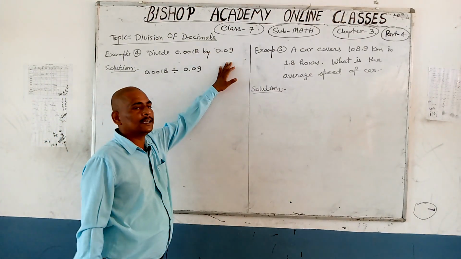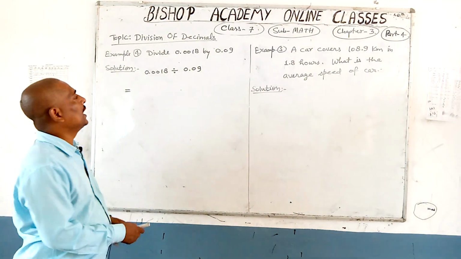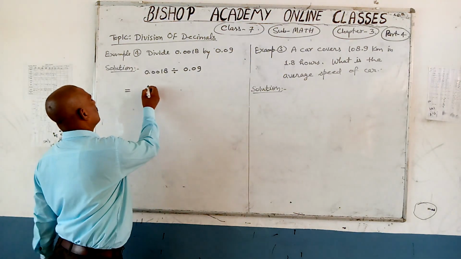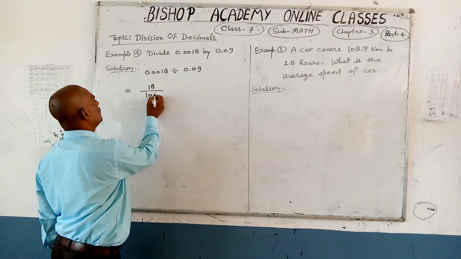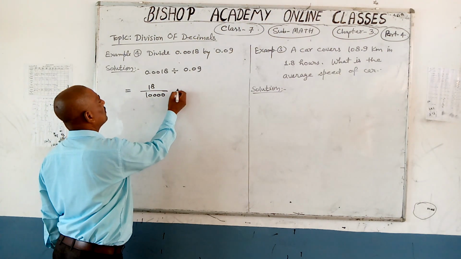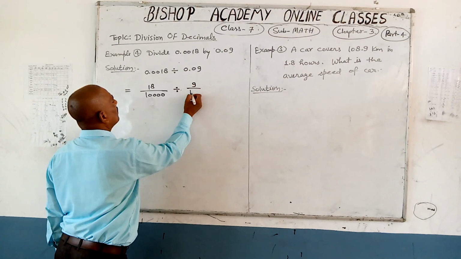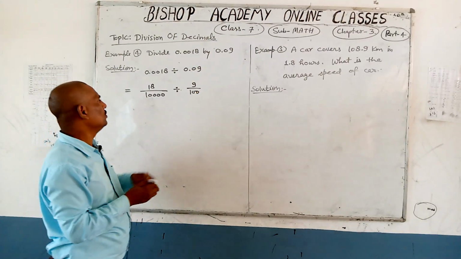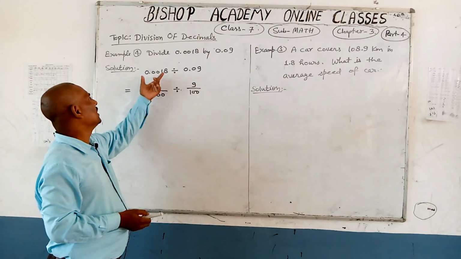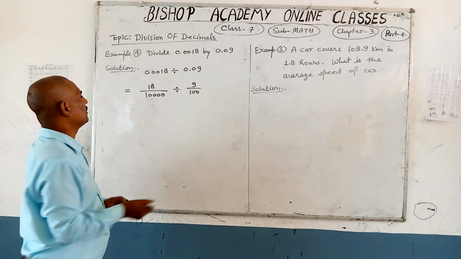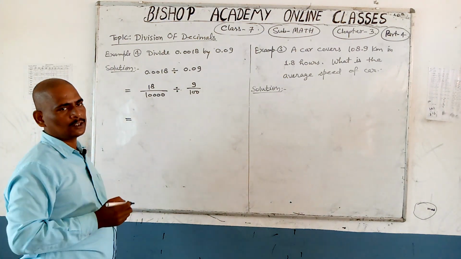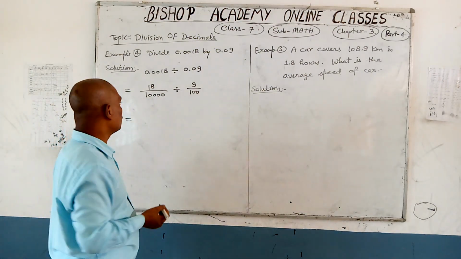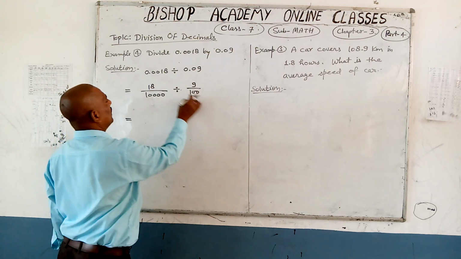When you divide a decimal by a decimal, write a division fact and change the decimals into fractions. Very easily you can do it. Here 18 upon 10,000 divided by 9 upon 100. You change this divisor into a fraction, and this dividend also into a fraction. Now you can simplify. You know how to divide a fraction by a fraction. So recall that rule.